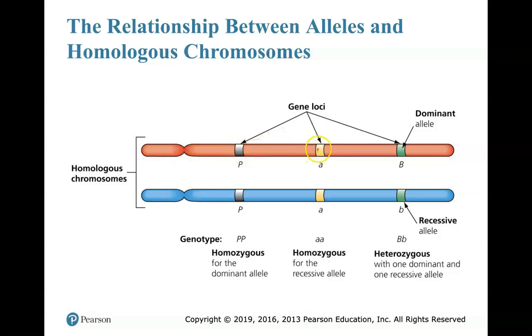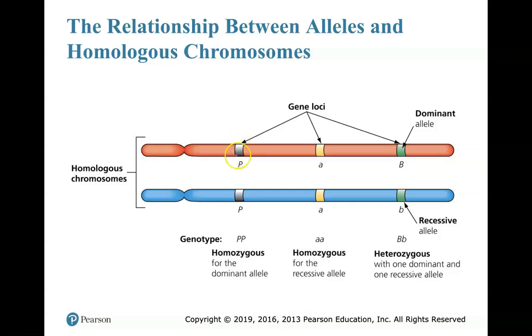Here I have gray, here I have yellow, here I have green. What these are showing me are gene locations. The word that we use for that is loci, all across the chromosome. So at this part of the chromosome, I'm going to have a gene that's going to be associated with that genetic material, that nucleic acid.